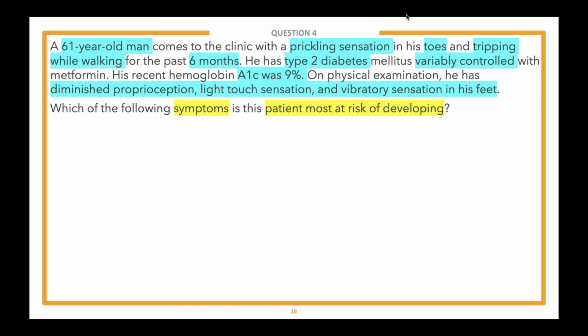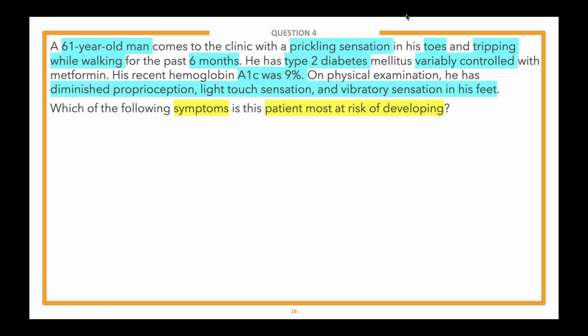Always question, why are they telling it to us like that? We then know what his hemoglobin A1C is. We're given some physical exam findings. All important. So now we go to the lead-in. So then it's asking, what symptom is the patient most at risk of developing?